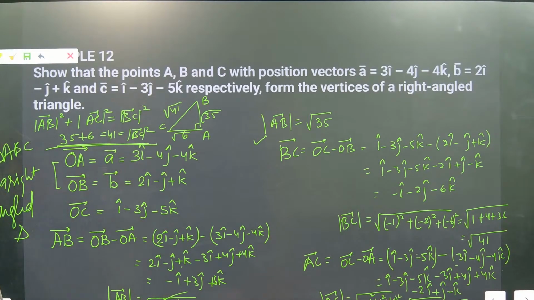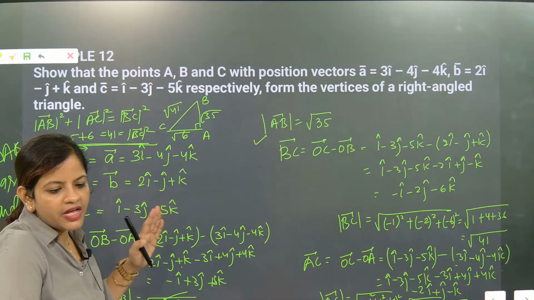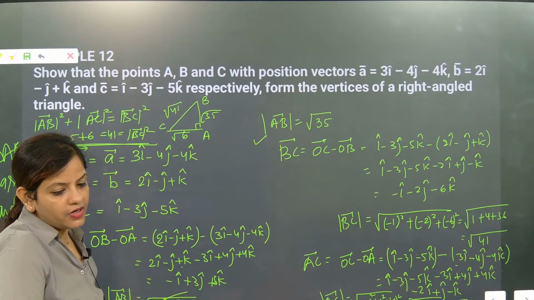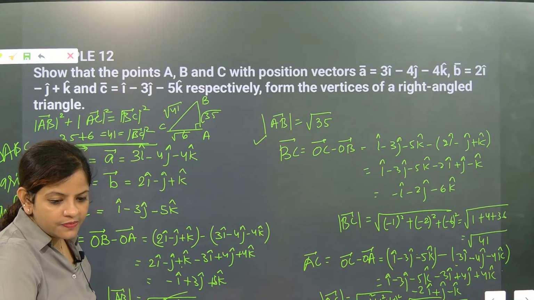So BC is coming as root under 41, and its square is coming as 41, beta. So 6 plus 35 is coming as 41. I hope everybody understood. Come on children, say quickly. Did you understand this one?